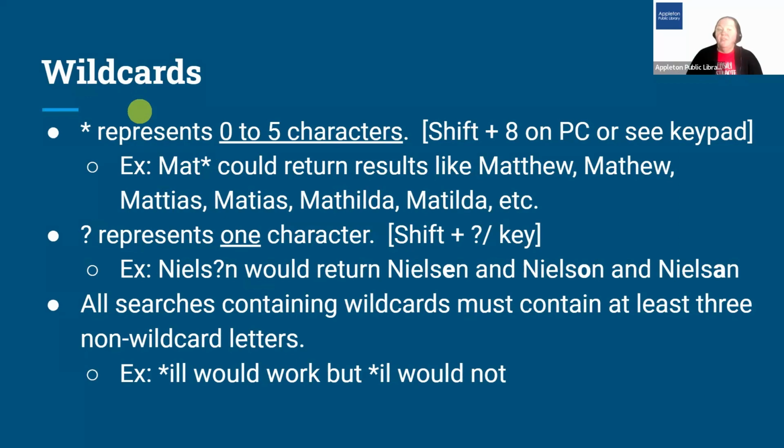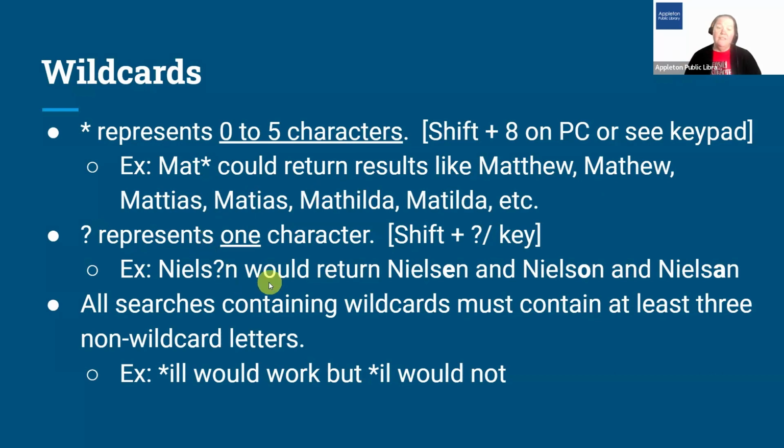So why would I use the star? Well, for example, I would want to find different spellings of Matthew or Matthias or Matilda. Well, I could use a star after MAT, and then it's going to give me all the results of Matthew spelled with one T or two T's, Matthias spelled with one T or two T's, Matilda spelled with an H or without an H. Obviously, this is a really broad search, so I'd get a lot of results, but this is just an example of how you might want to use a wildcard between 0 and 5 characters.